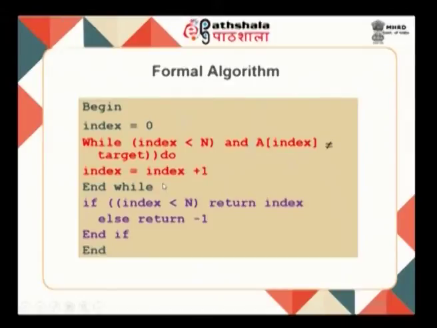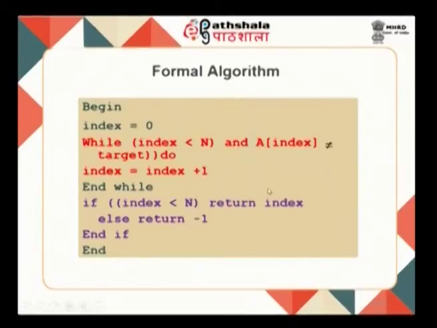Suppose the item is present, then I come out of this loop, and then I check whether the index is less than n. If that is the case, I return the index, or the position where the target element is present. Otherwise, I return the value -1. That is, if the item is not present in the array, then -1 will be returned. This is the conceptualization of our initial ideas.